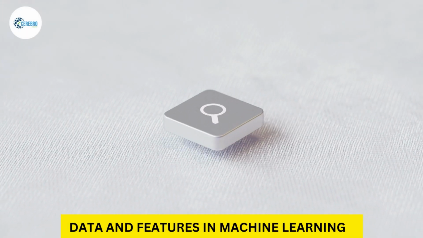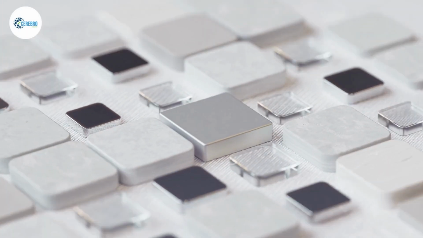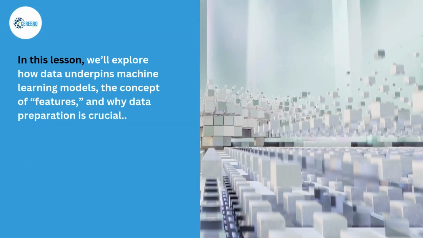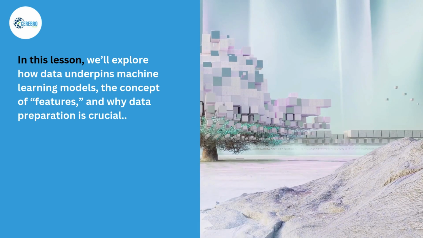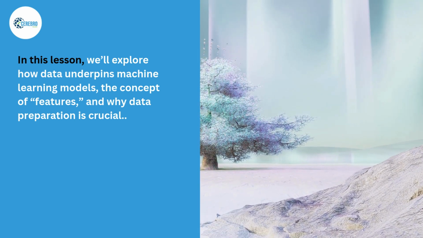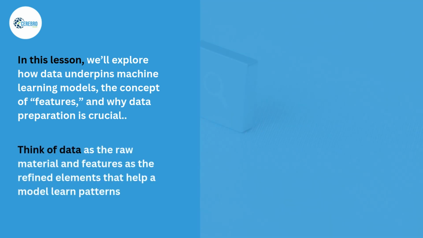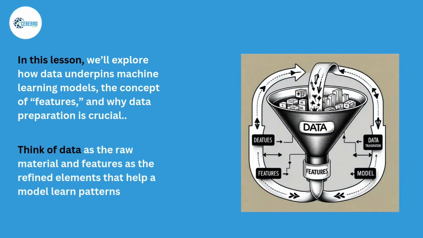Welcome to Data and Features in Machine Learning, part of the Fundamentals of Machine Learning course for aspiring AI practitioners. In this lesson, we'll explore how data underpins machine learning models, the concept of features, and why data preparation is crucial. Think of data as the raw material and features as the refined elements that help a model learn patterns. You'll discover how to gather, clean, and organize data.